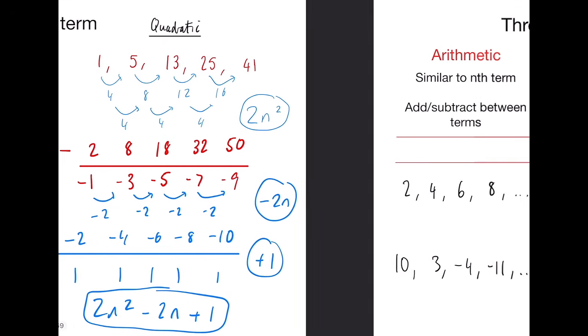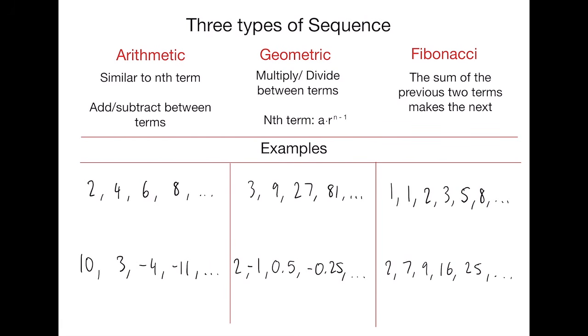Just like that. There are 3 types of sequence: arithmetic, geometric, and Fibonacci. I've written a couple little bullet points of each of them, as you can see here. So have a read of those, pause the video, make some notes, and I've also underneath got some examples. So for this first one, the rule is just adding 2, and this one we're taking away 7.